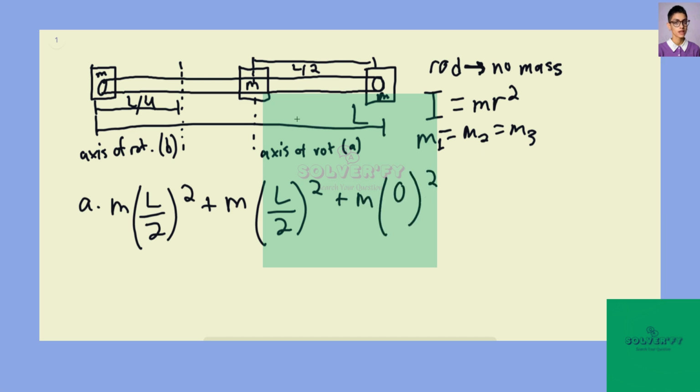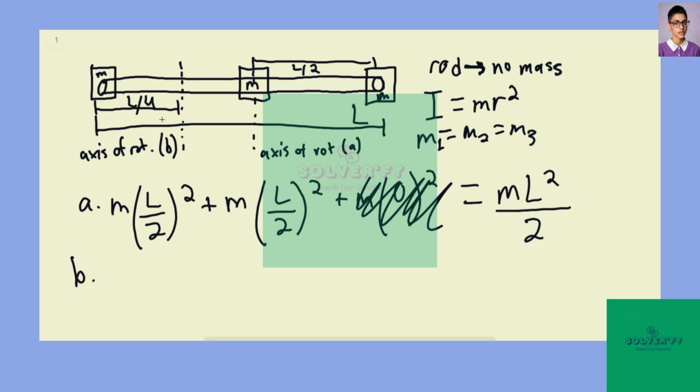The r defines the distance from the mass to the axis of rotation. So if you lie on the axis of rotation, your r value is going to be 0. So that's why we don't need to account for the mass in the middle. And this is going to be equal to ml squared over 4 plus ml squared over 4, which is ml squared over 2.